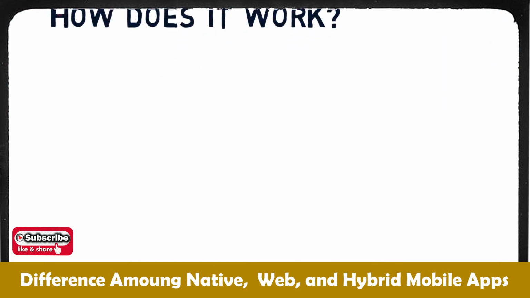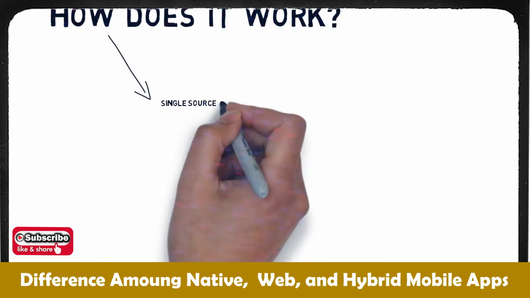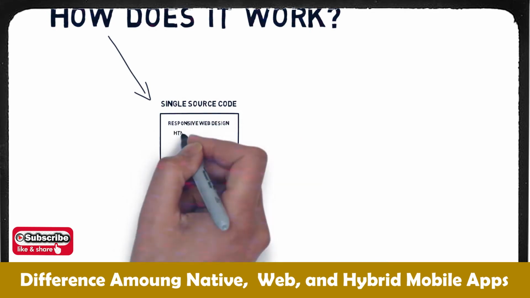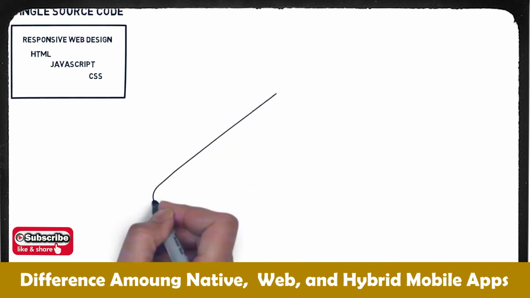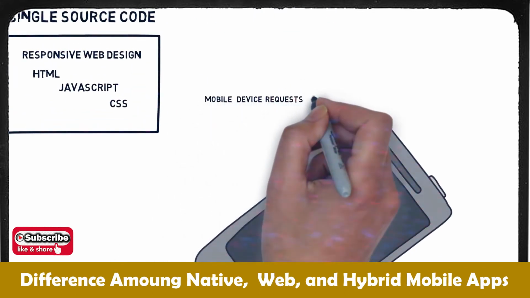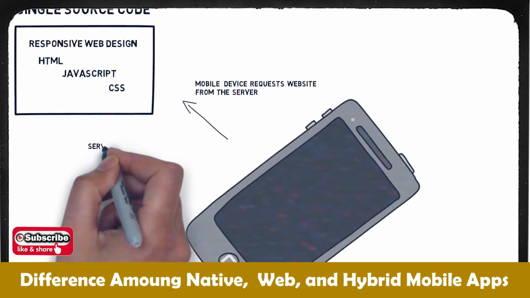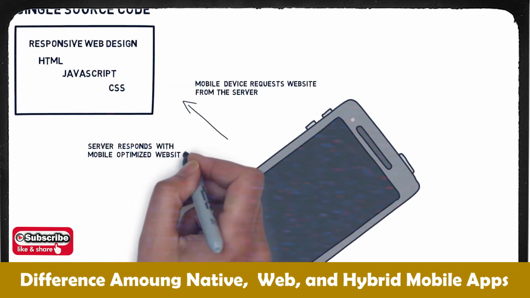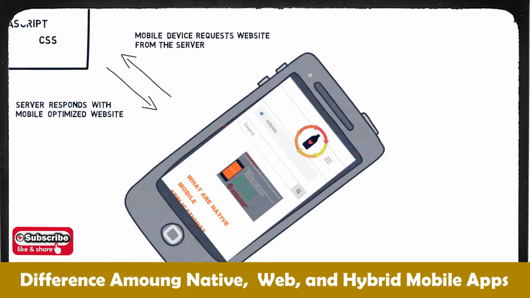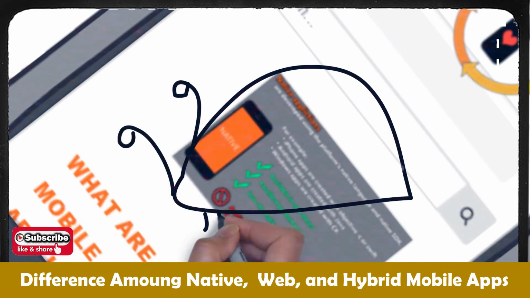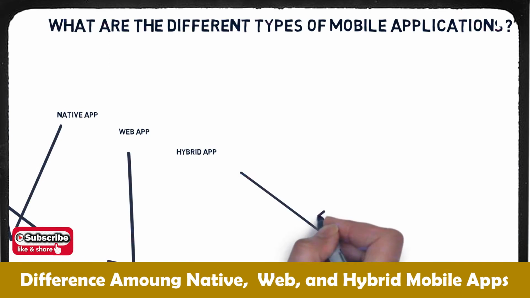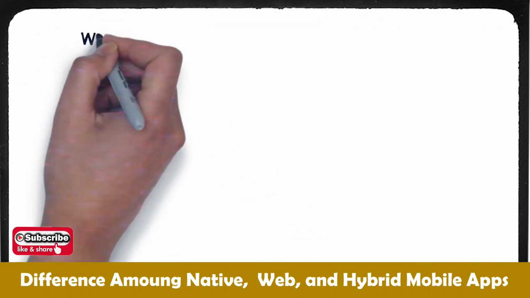How does it work? It's a single source code made with a responsive web design, which includes HTML, JavaScript, and CSS. Using Chrome or Safari, the mobile device will request a website from the server. The server will respond with a mobile-optimized website, such as testaholic.net. The major advantage here is if there's a bug, it'll be fixable on the server side and can be deployed immediately. Next up is the hybrid app.